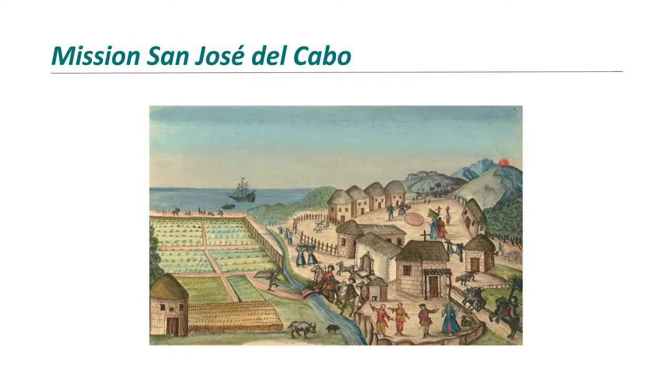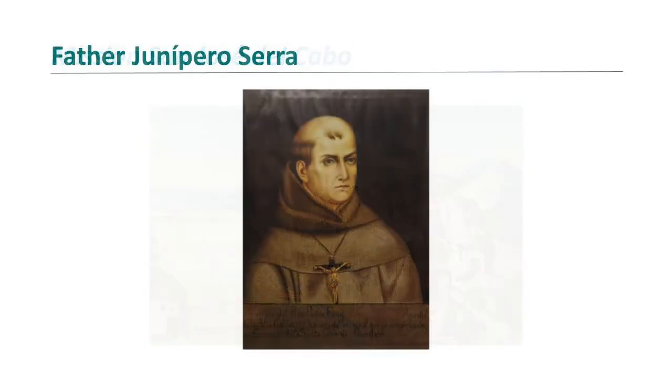This is an idealized view of mission life, painted by a Jesuit priest at Mission San Jose del Cabo, founded by Father Junipero Serra in modern-day Baja California, Mexico. Although painted in the 20th century, this portrait of Father Junipero Serra is based on one that dates from the 18th century, when Serra conducted missionary work in present-day California.